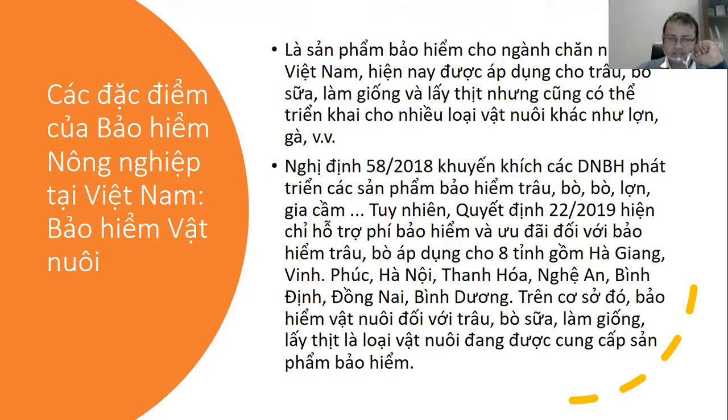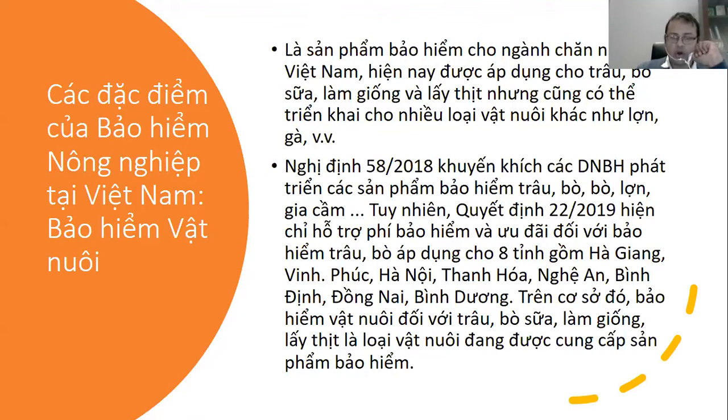Now, as per Decree 58 in 2018, it encourages insurance companies to develop insurance products for buffaloes, cattle, cow, pig, poultry, and so on. However, Decision 22 in 2019 is providing premium subsidies and incentives currently only for buffaloes and cattle insurance, not for the other animal categories. And only specifically for those 8 provinces that are mentioned there.